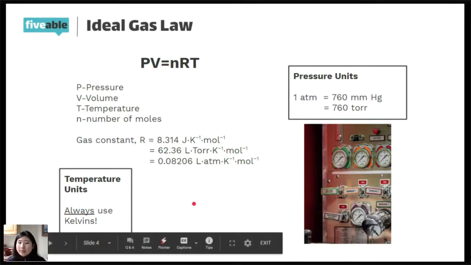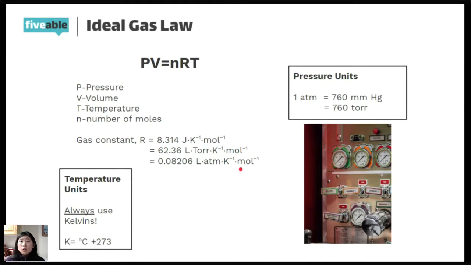On the AP exam, they often give you a Celsius unit rather than a kelvin unit, so be sure to double check that you have kelvins instead of Celsius or Fahrenheit. That's one very common mistake that a lot of students make. They forget that they're supposed to use kelvins, or they read it wrong. So double check and make sure you're using kelvins.